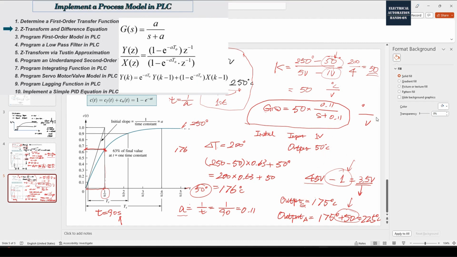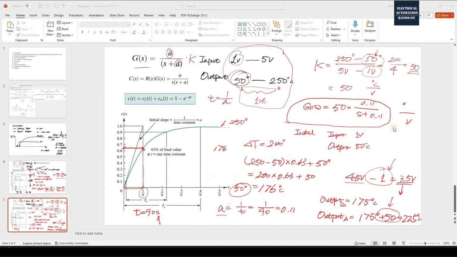And once you get this first order system in the S domain, then we can transfer this S domain to the Z domain. And once we get the Z equation, we can transfer the Z equation to the difference equation, and we can use the PLC to implement that. Alright, in this video, we mainly talk about those mathematical calculations.